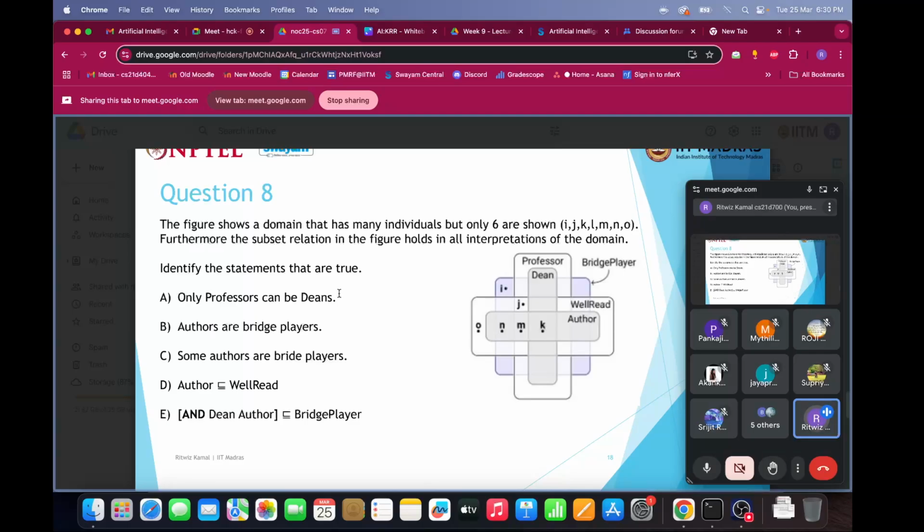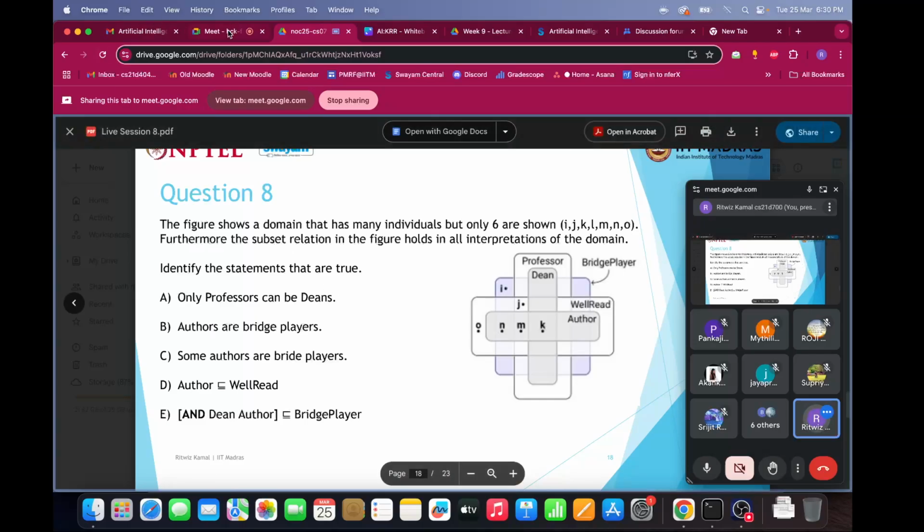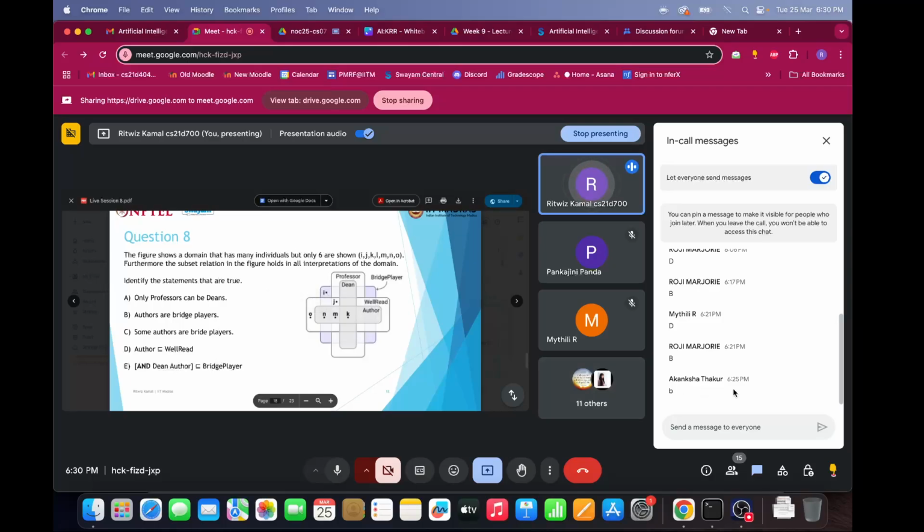Furthermore, the subset relation in the figure holds in all interpretations of the domain. What that means is the overlap shown between the different boxes in the figure denotes the set and subset relations among the different concepts. Now we have to identify the statements that are true based on this figure and the placement and overlap of the different boxes. I'll give you a couple of minutes to go over it, and then we can discuss the solution. In the meantime, feel free to post your solutions in the chat box or unmute yourself.